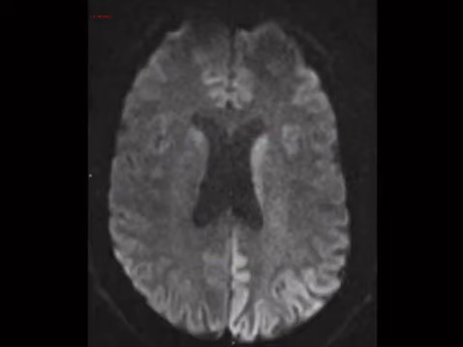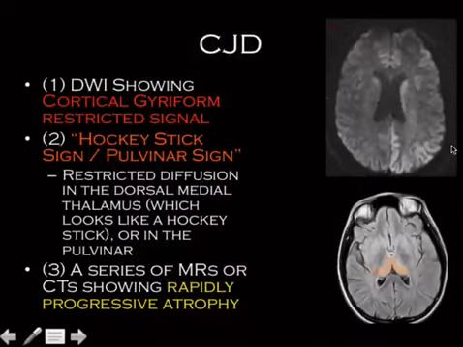All right, next case. Here is a gyriform restricted diffusion. So what the hell does that mean? It means the cortex is restricting diffusion here. See that? Look at that. Boom, boom, boom, boom, boom, all the way around. A little bit maybe going up here too. All right, so this is a classic way to show CJD, which isn't as uncommon as you think. And the classic look is cortical gyriform restricted diffusion.